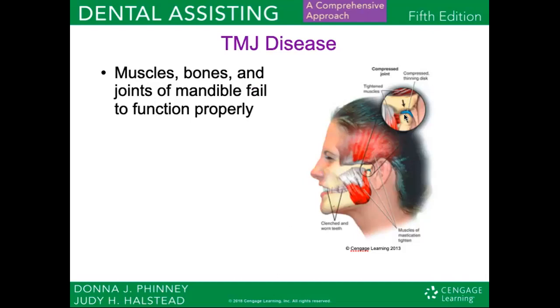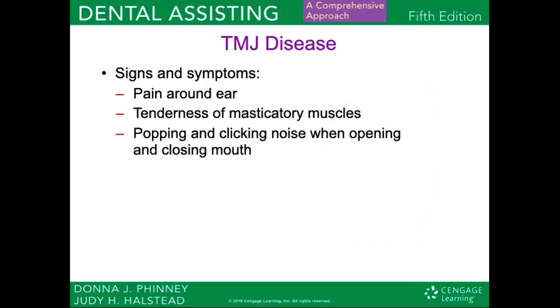Here is a close-up of the TMJ, or the temporomandibular joint itself. And as you can see, we have this little disc that kind of cushions the joint. Some signs and symptoms of TMJ are pain around the ear, tenderness of masticatory muscles, popping and clicking noise when opening and closing the mouth. These are just some common symptoms of TMJ, and after a while they can be debilitating, especially when they are severe.